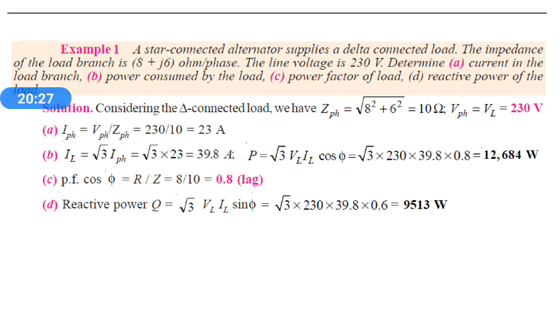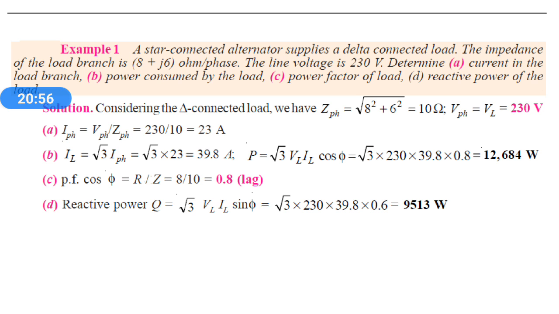So here star connected alternator supplies delta connected load. So we are calculating everything on delta connected load. So just forget the star connection, supply side. Only delta connected load we are going to discuss. So in the delta connected load, VL equal to V phase, IL equal to root 3 times of I phase, and power equal to root 3 VL IL cos phi.